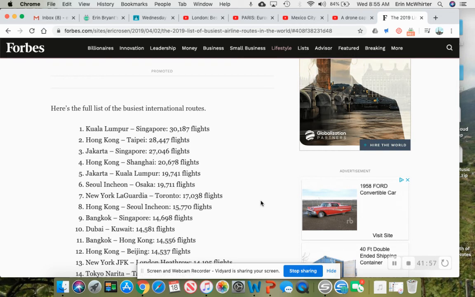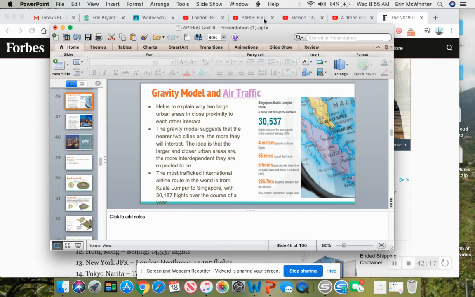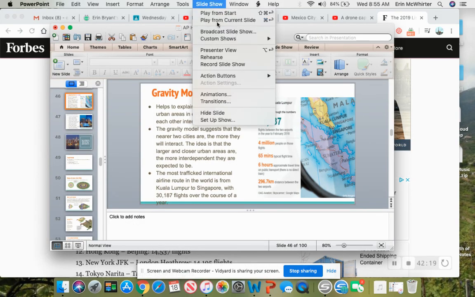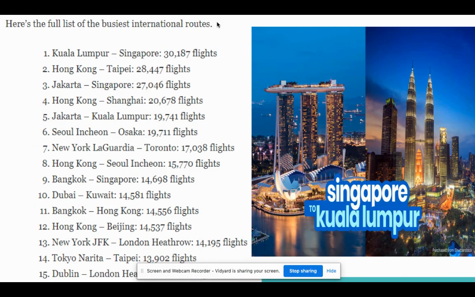Hong Kong to Shanghai in China. Both of those places are in China. Jakarta to Kuala Lumpur. Indonesia to Malaysia. Seoul, South Korea to Osaka, which is in Japan. And then before we even get to the Western Hemisphere, we've got New York's LaGuardia Airport to Toronto. Those two places are very close to each other. So cities that are closer to each other are more likely to interact with one another. And the gravity model helps to explain that.